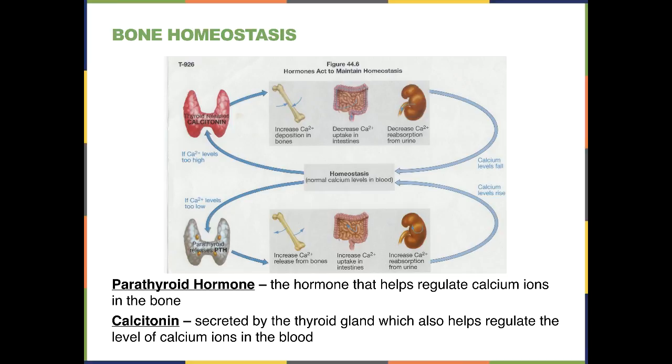It causes the bone to resorb or take in more calcium. It decreases the uptake of calcium in the intestine, and decreases the reabsorption of calcium in the urine such that the calcium level will then fall in response to the calcitonin. And so these two processes act together to keep the calcium level normal in the blood. And I would suggest that you study this diagram carefully until you understand how each of these works.